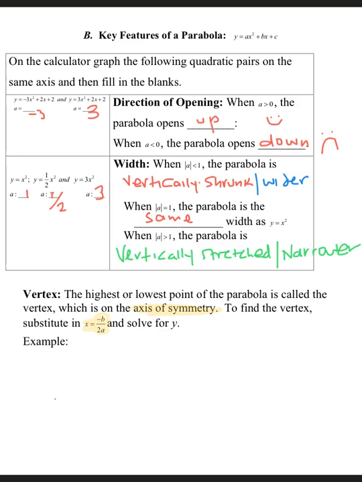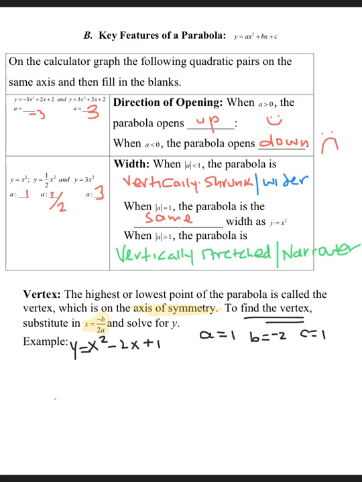Let's do an example here. Suppose I have x squared minus 2x plus 1, and I'm told to find the vertex. So how do I do that? I'm just going to use my equation. But before I use my equation, I need to know what my a value is. Let me just write it as y equals. So a equals 1, b equals -2, and c equals 1.